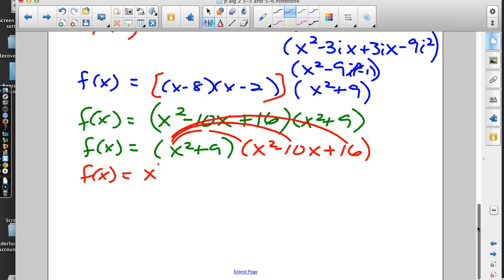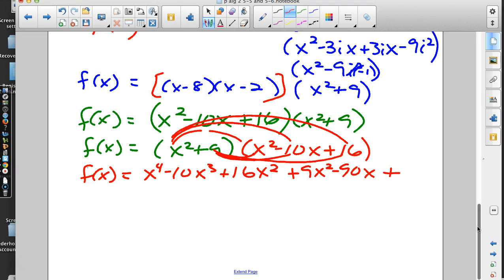That will give us x to the fourth minus 10x to the third plus 16x squared. And then 9 times all three of the terms. So plus 9x squared minus 90x plus 16 times 9, 4, carry the 5, 144. Done? Well, what else could we do? Yeah, we got to combine like terms if there's any of them.